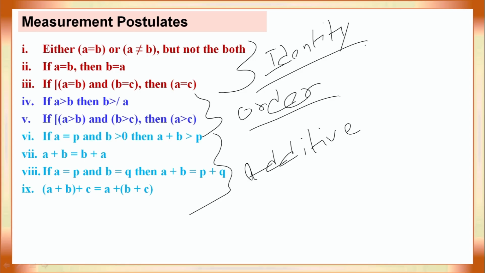Next is A plus B is equal to B plus A. It is talking about the order of the summation. Whichever order you use, if you reverse the order of the summation, it has no effect on the final result.